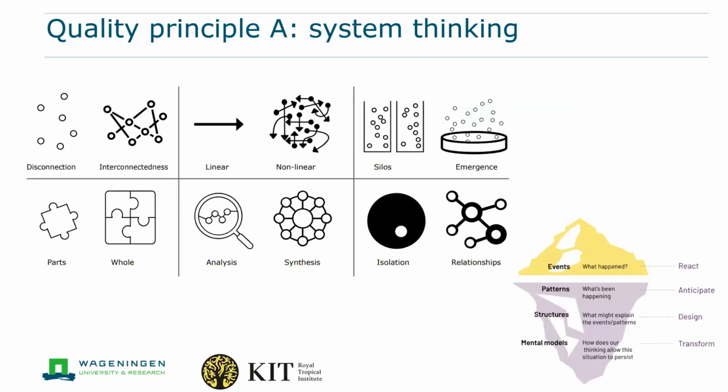What I think is very important, and which is also part of this toolbox, is that there are three quality principles that are important when doing a food system analysis. One is really use that systems thinking. So not only thinking in parts, but thinking in the whole, not in disconnection, but in the interconnection. Not thinking in silos, but more thinking in emergence. How do different elements emerge over time in relation to each other? And also thinking in these different levels of system change from more the level of events, patterns, structures, mental models.